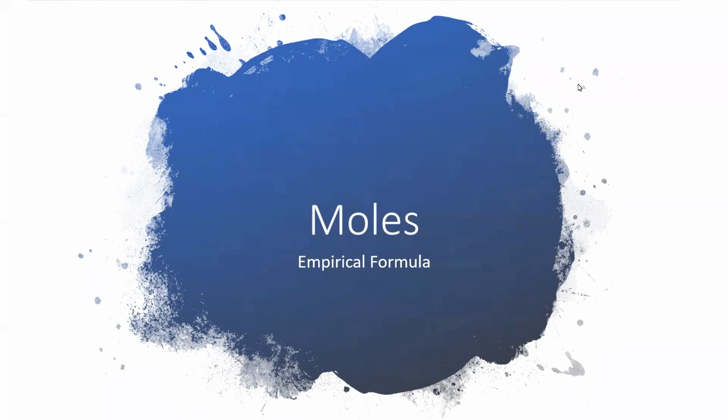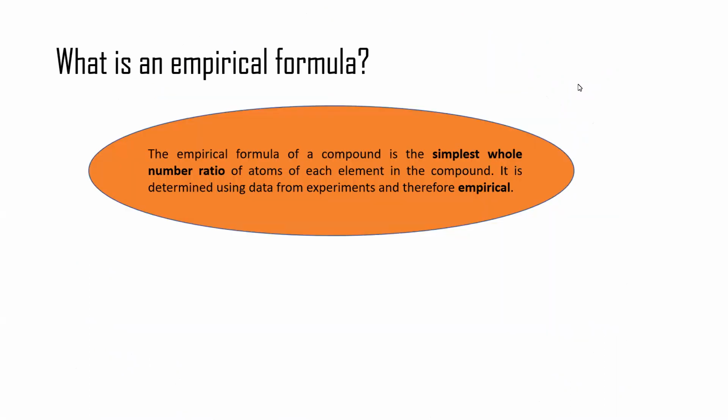Welcome to the third series of this session, and it will be speaking about moles with respect to the empirical formula. The empirical formula of a compound is the simplest whole number ratio of atoms of each element. It is determined using data from experiments, and therefore it is an empirical formula.